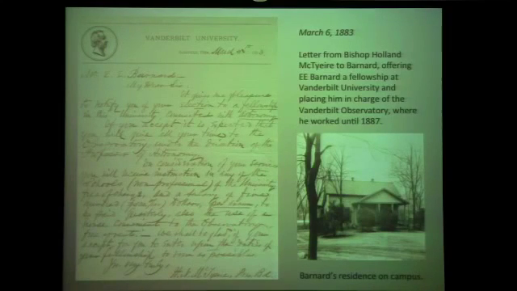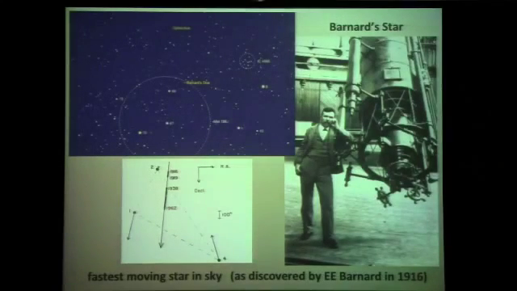Bishop Holland McTyeire offered E.E. Barnard a position as Vanderbilt's first astronomer. And E.E. Barnard then lived in this little house on campus from 1883 until 1887. E.E. Barnard is important more for the work he did after he left Vanderbilt than for the work he did here. He took a job at Lick Observatory after leaving Vanderbilt.